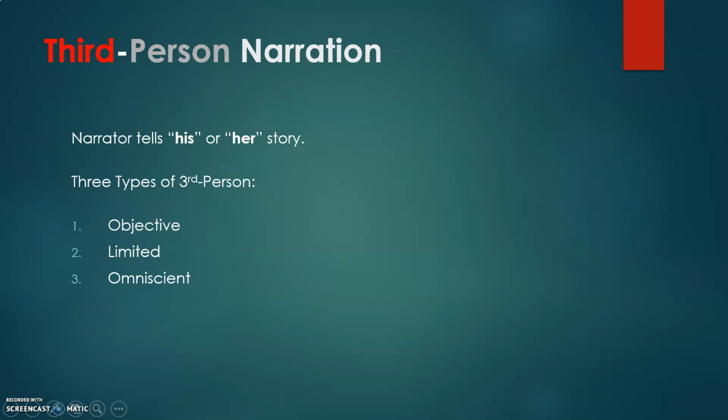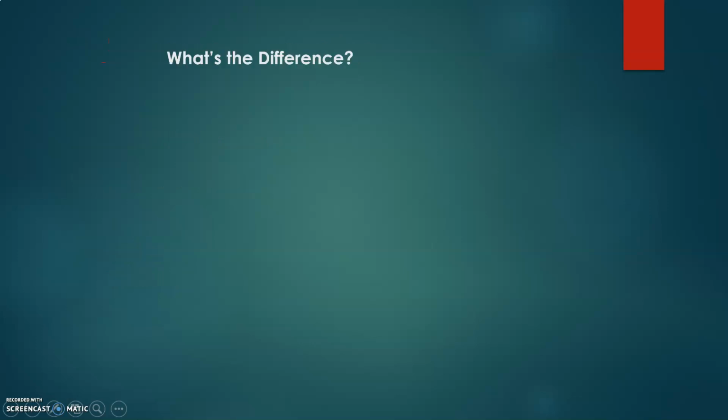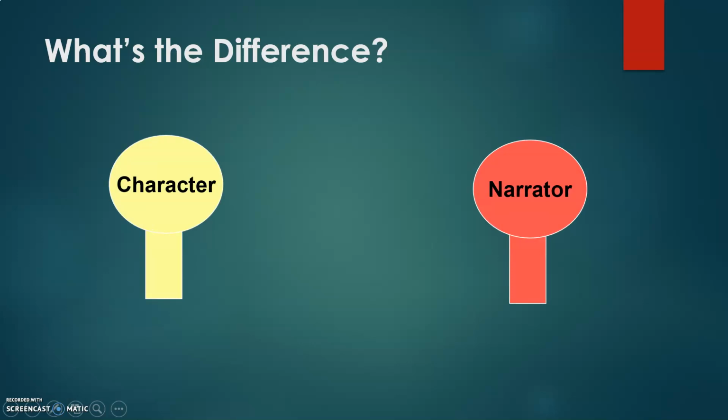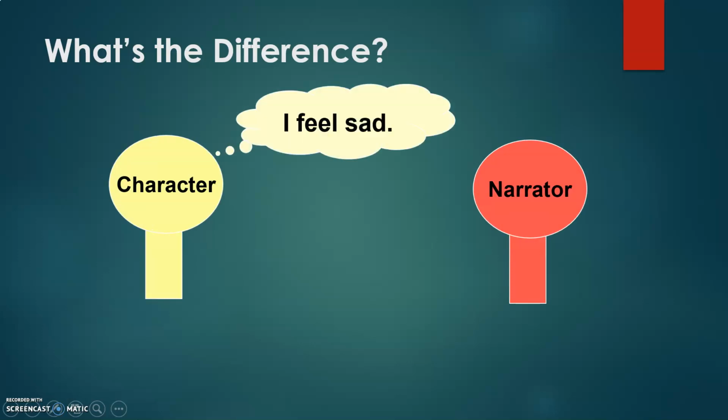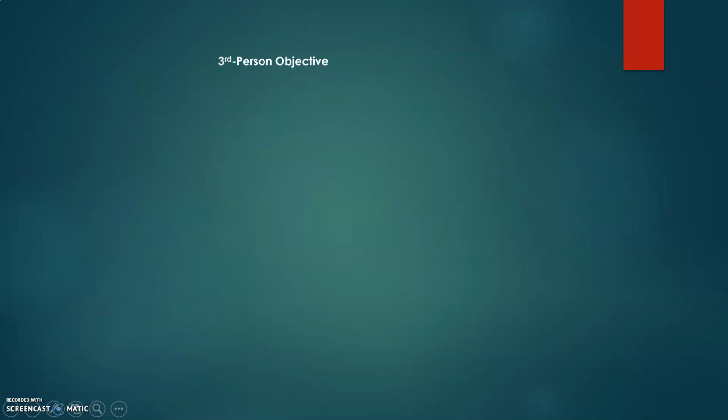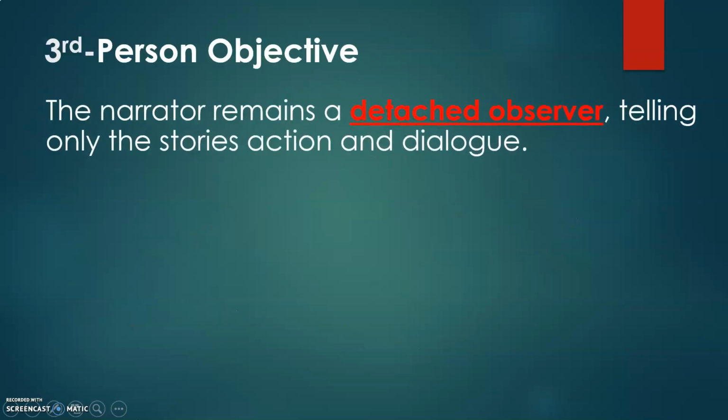So as we try to figure that out, we're going to need to know the difference between those three types of third person point of view. So what is the difference? Well, you have your character and you have your narrator. If the character says, "I feel sad," and the narrator says, "he felt sad," are the character's inner thoughts narrated? Absolutely. Does the narrator reveal those thoughts and feelings? So we're really going to take a good close look at thoughts and feelings here.